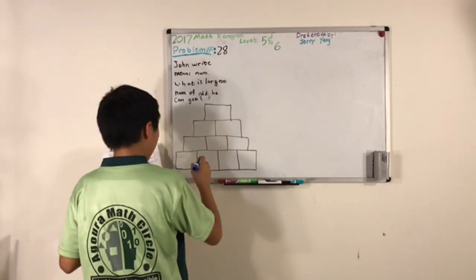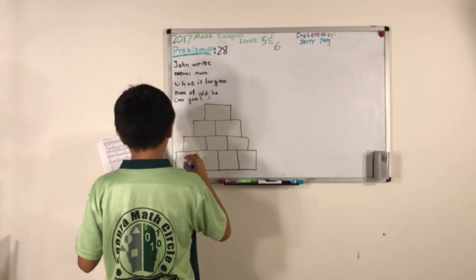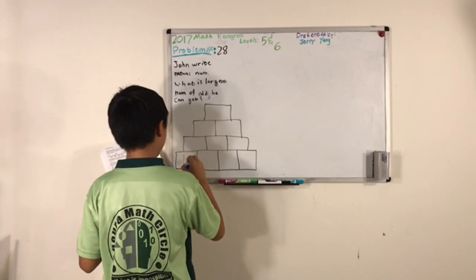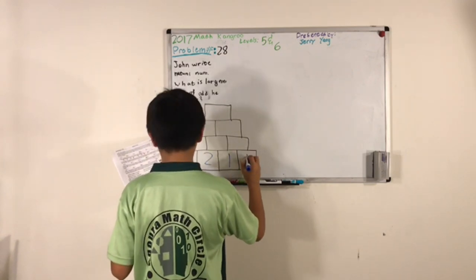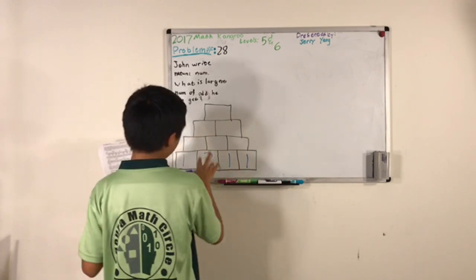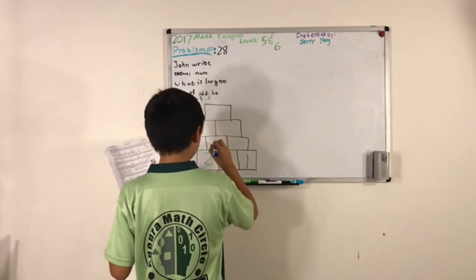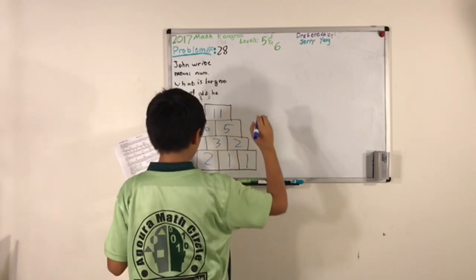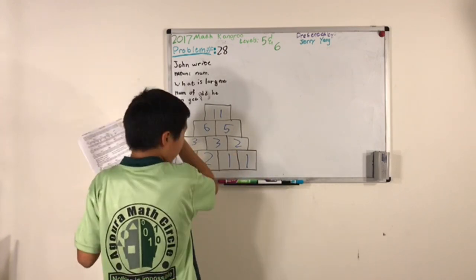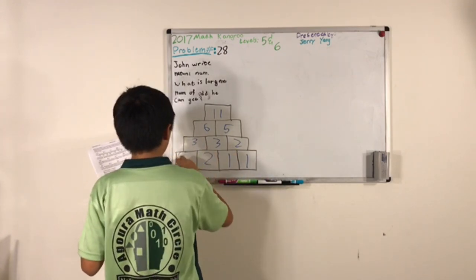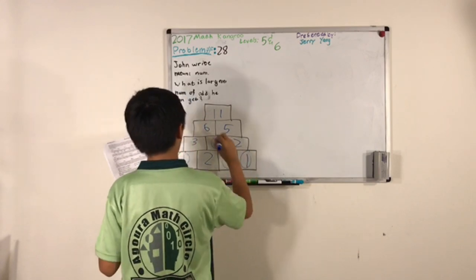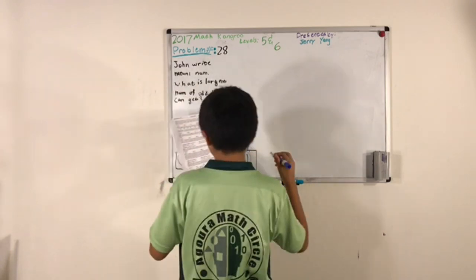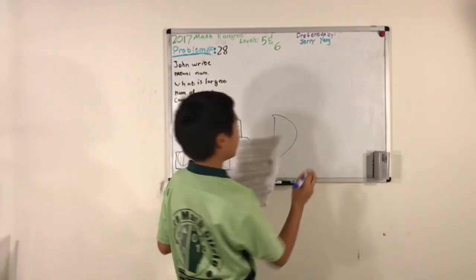Well, the largest number of odd numbers he can have is, he can have 1 here, 2 here, and then 1 here and 1 here. Then if we do this, that gets us 3, 3, and 2. This gets us 6 and 5, and then 11. And now we're going to count how many odd numbers there are. 1, 2, 3, 4, 5, 6, 7. Therefore, we know that our answer is D, 7.